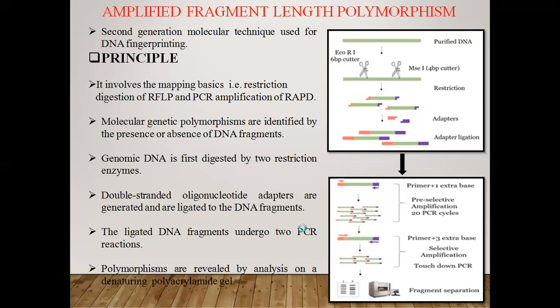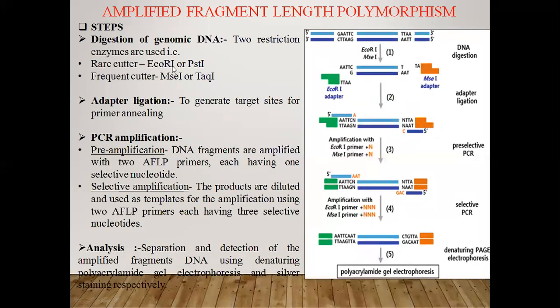So I'll directly go to the steps. First, what is done? There is a digestion of the genomic DNA, and as I said, two cutters are used. The first is a rare cutter, EcoRI or PstI. The frequent cutter is like MseI or TaqI. These are the restriction sites. After they cut the fragments, adapter ligation is done to generate the target sites for primer annealing. When the adapter is ligated, the primers come and bind.